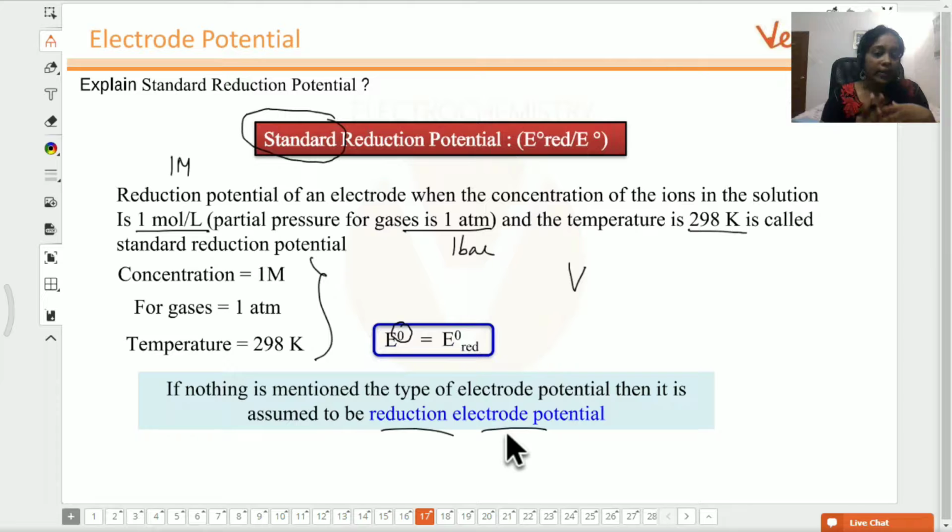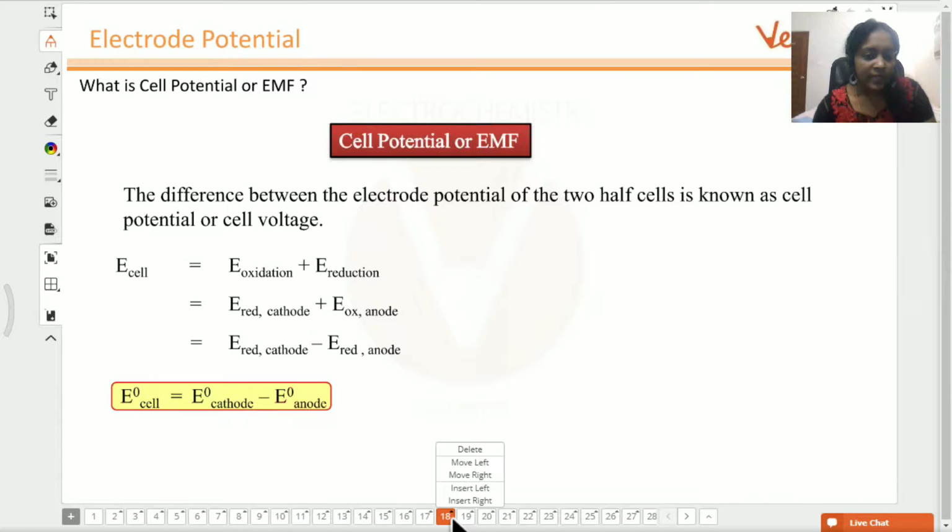So we will be learning about the electrochemical series as well, and then you will understand why I am mentioning it in terms of reduction electrode potential. Then it will make a lot more sense to you. Okay. So that's basically it.